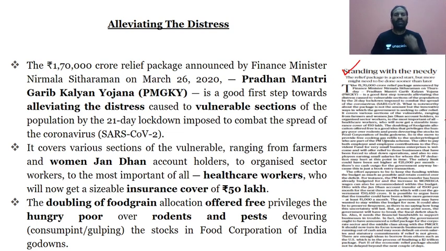Nirmala Sitharaman has gone ahead with the relief package, which is 1,70,000 crore. So the finance minister has come up with the relief package for the vulnerable section people, that is 1,70,000 crore, and this is in regards to the Pradhan Mantri Garib Kalyan Yojana. This package is through the Pradhan Mantri Garib Kalyan Yojana.